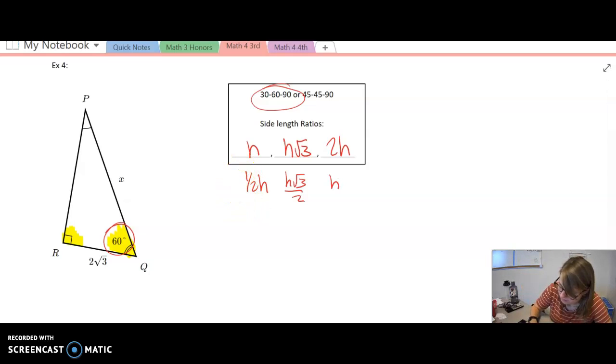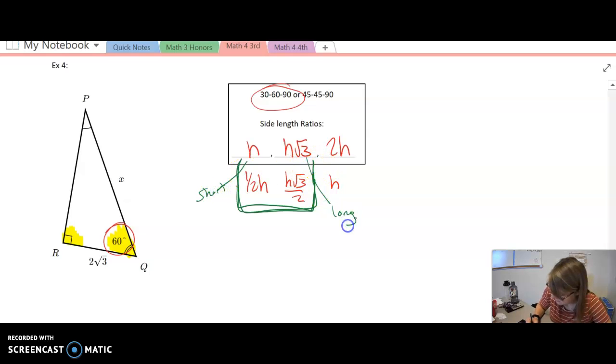But, so remember, these are my legs. So this is my short leg, and this is my long leg. So if our short leg is h, let's define what that is. So short leg, well, that's going to be this guy right here is h. My long leg is going to be h square root of 3. And then my hypotenuse is going to be 2h.